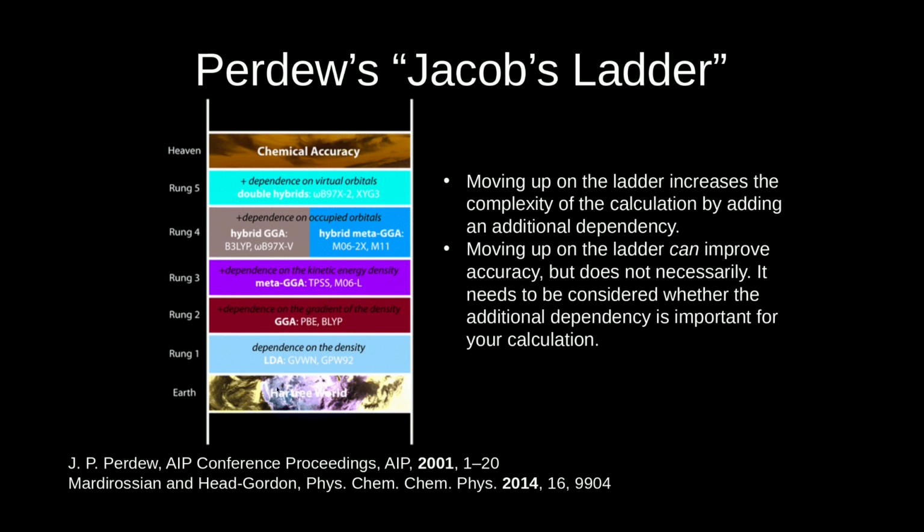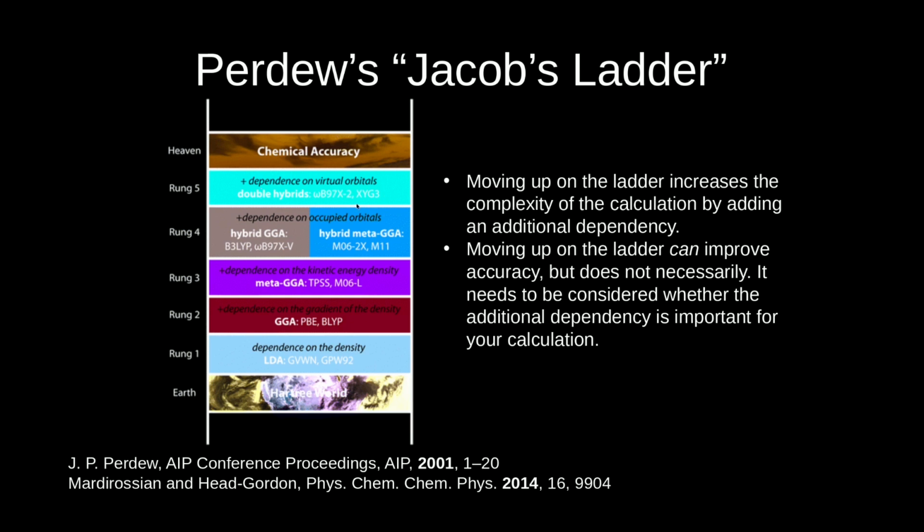So you start here at Hartree-Fock, then you add dependence on the density, which goes to LDA type functionals. Then you add the gradient of the density, which moves to GGA type functionals. Then you add kinetic energy density, which moves to meta GGA type functionals. Then you add dependence on the occupied orbitals, which are hybrid GGA or hybrid meta GGA type functionals. And then finally you can add dependence on virtual orbitals, which moves you up to double hybrid type functionals. And ideally, this would continue until you get complete chemical accuracy, but this is where we are at currently.